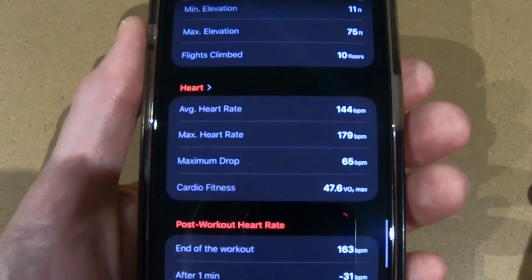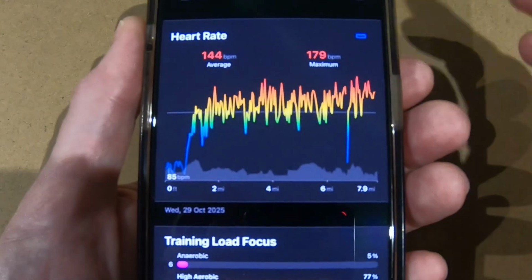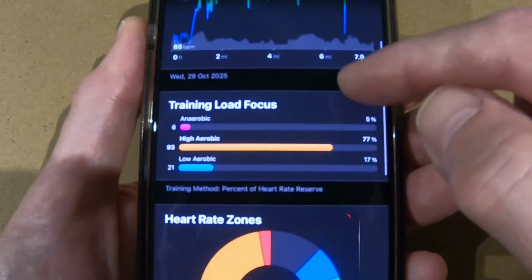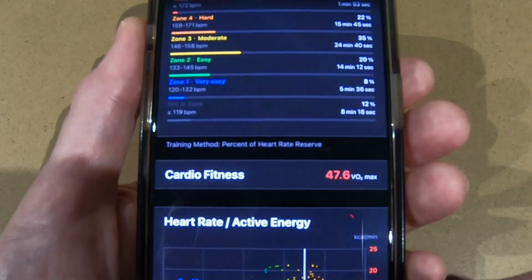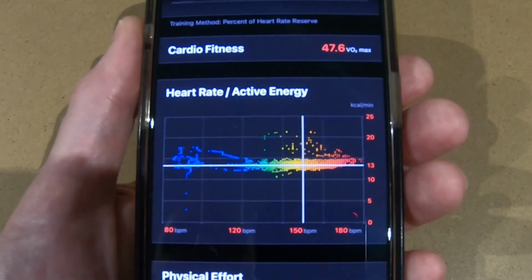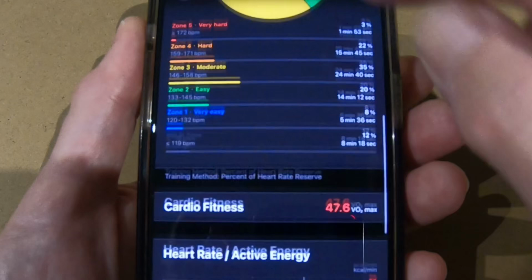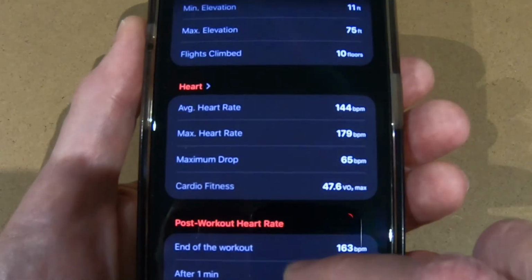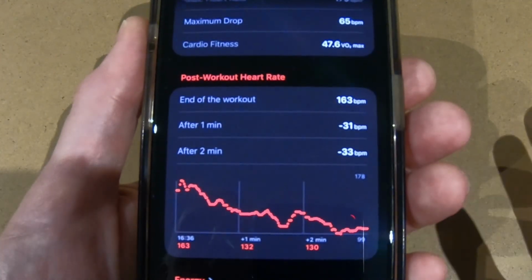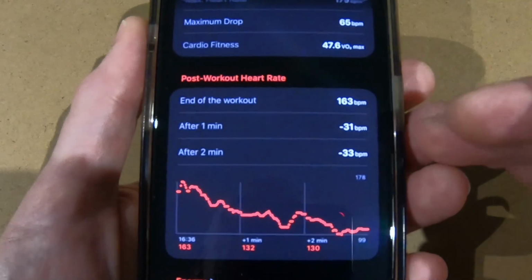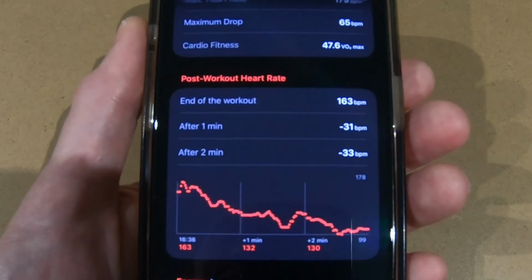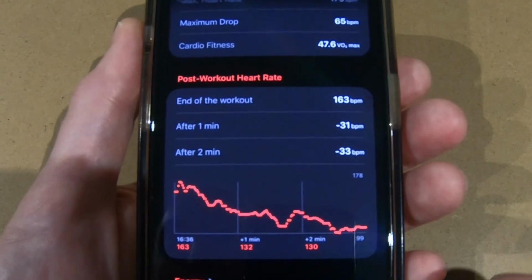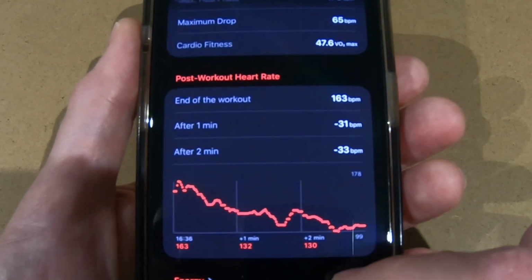Then you've got all your heart rate data, and you can click into this and it'll give you a lot more data around your heart rate. Your cardio fitness there is your VO2 max, and you have your heart rate, active energy, and various graphs. Then you get your post-workout heart rate. You can see that after 1 minute, I was down 31 beats per minute, but if you look that up, that's pretty good, dropping that many beats per minute after a minute.